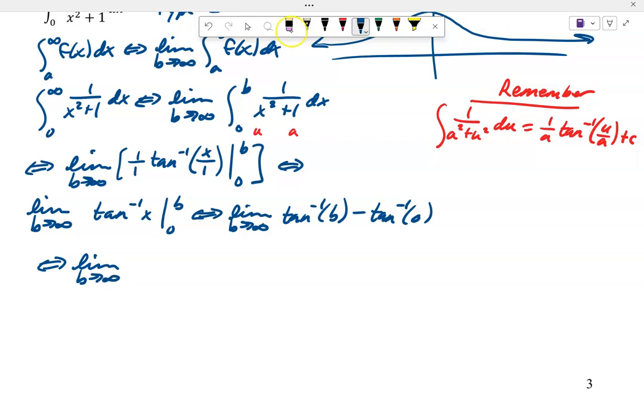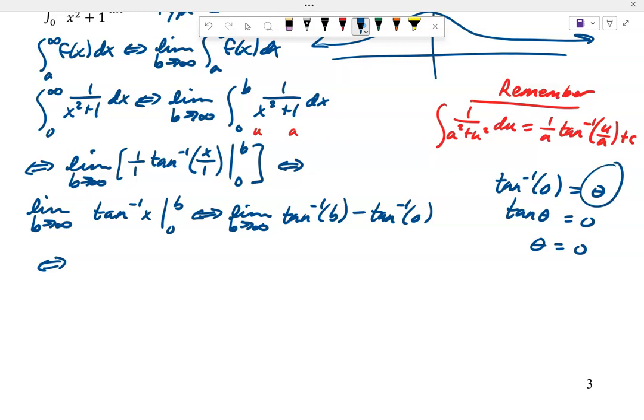And actually, before I go there, let's think about this for a minute. The arctangent of 0, if you remember, the arctangent of 0 equals theta, then that means the tangent of theta equals 0. We cut off the tangent between negative pi halves and pi halves, so where would that be true? Whenever theta is 0. So the arctangent of 0 equals 0, right? So this is 0. So we have the limit as b goes to infinity of the arctangent of b minus 0, right? So we're just finding the limit as b goes to infinity of the arctangent of b.